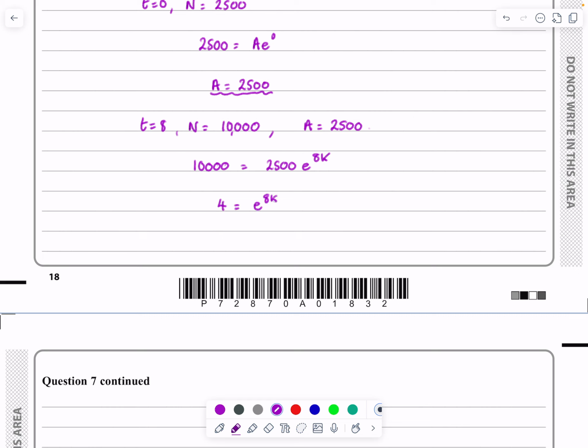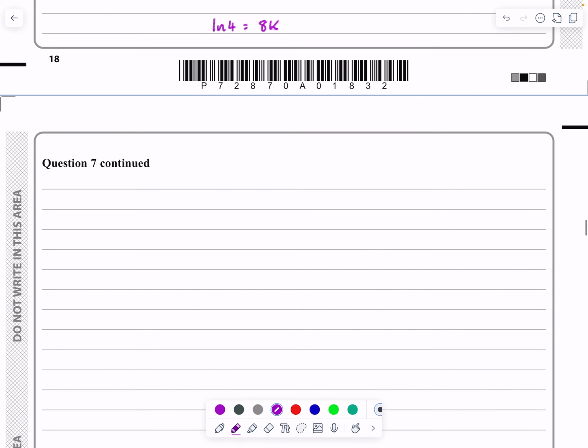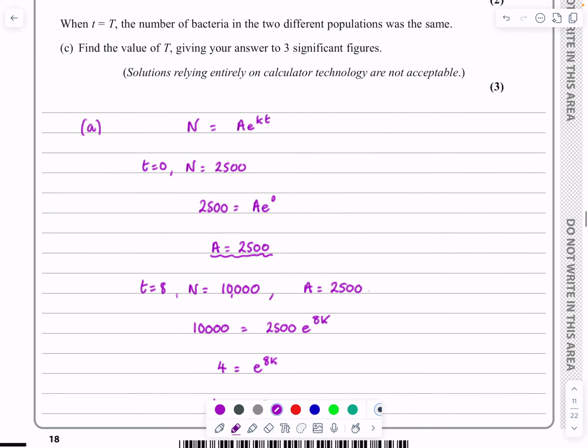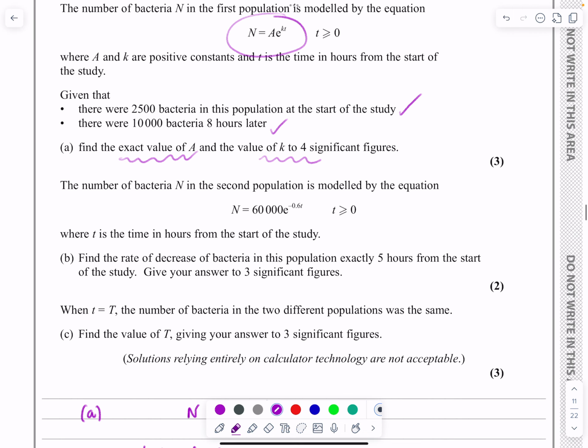So log both sides, log 4 is going to be 8k, and then we want k obviously, so k is 1/8 log 4, but if you read back, it said that it wanted k to 4 significant figures. Unusual. I'm surprised they didn't just leave it as an exact value there, but k is equal to 0.1733, so that's the first part done.